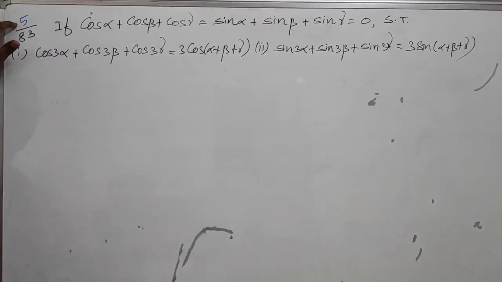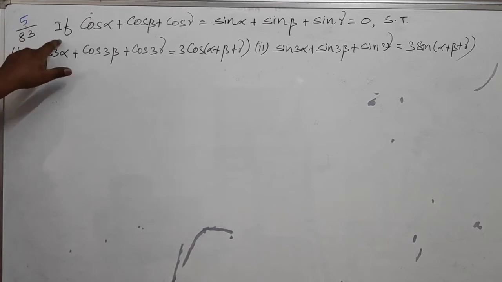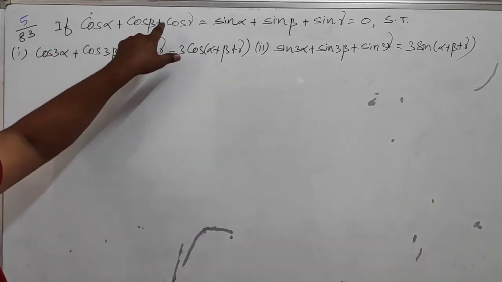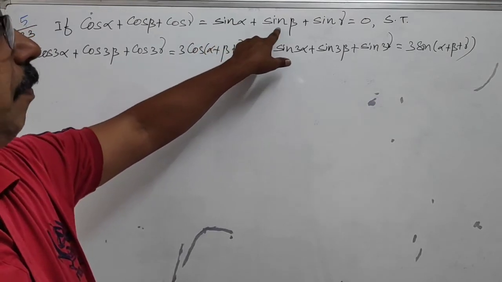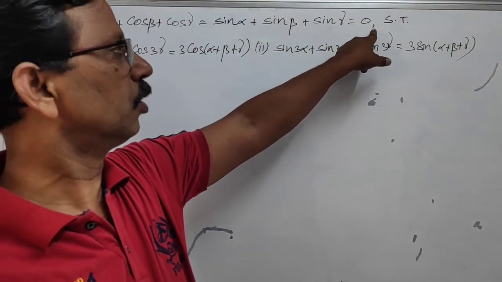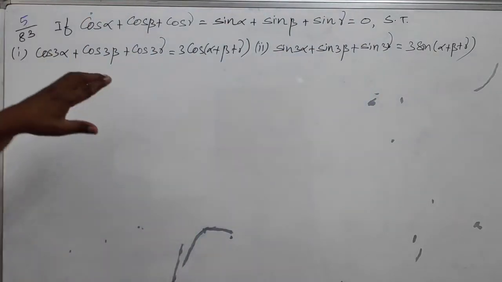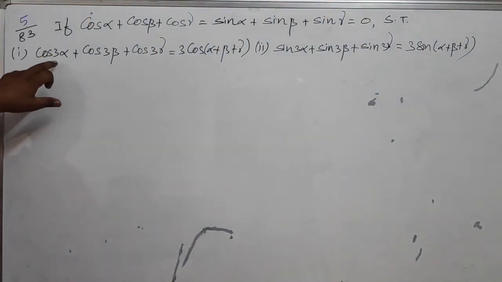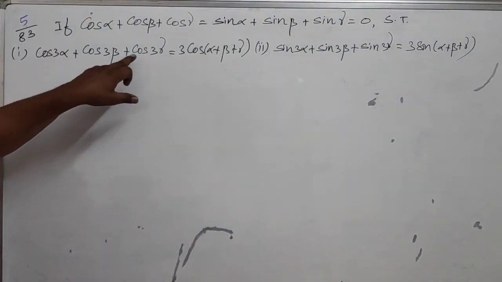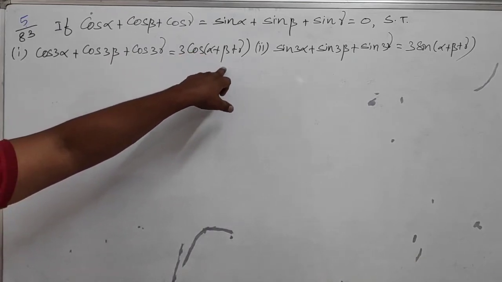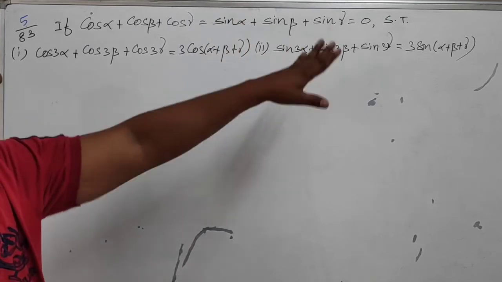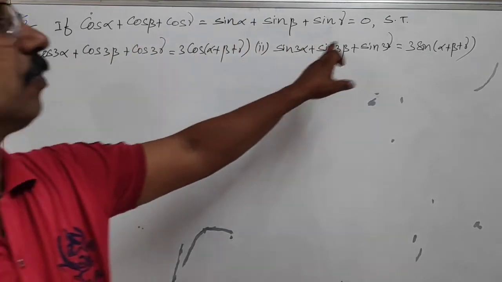Okay. Number 5, given on page 83: if cos alpha plus cos beta plus cos gamma equal to sin alpha plus sin beta plus sin gamma equal to 0, then show that first result, cos 3 alpha plus cos 3 beta plus cos 3 gamma is equal to 3 times cos of (alpha plus beta plus gamma). Similarly, instead of cos here we have sin, that's all.